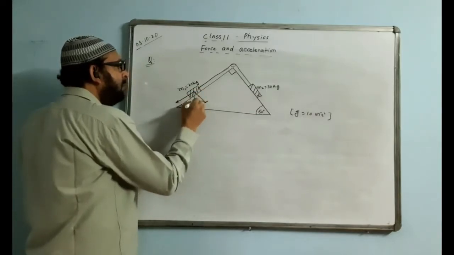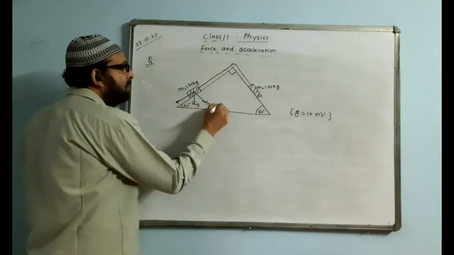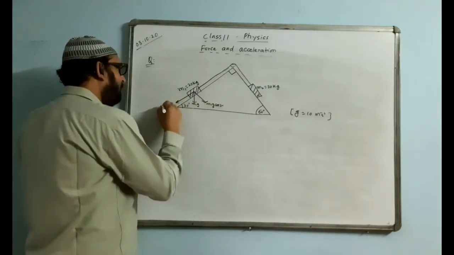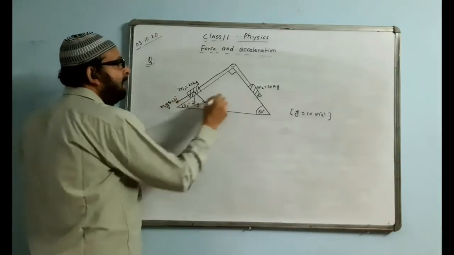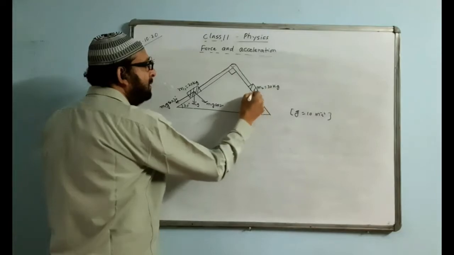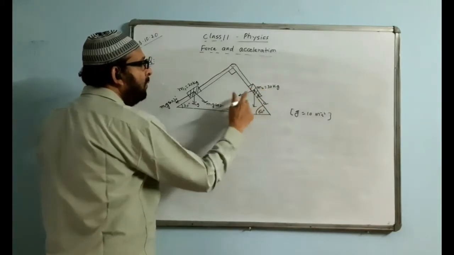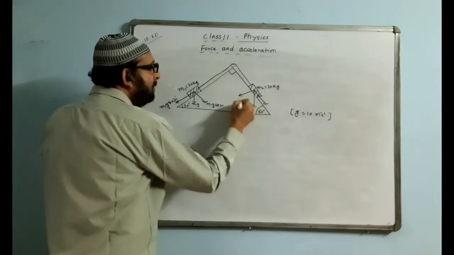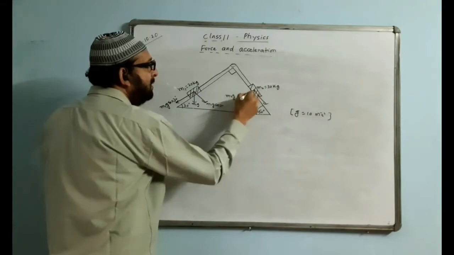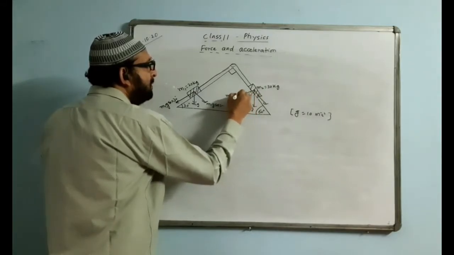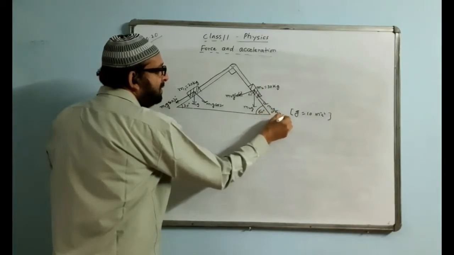This is M1g. I write here M1g cos 30. This component becomes M1g sin 30. This angle is 60. Here also I will break it like this, one will be here, one will be here, keeping this in between these two. This will be M2g, this will come as M2g cos 60 degrees, and this will be M2g sin 60.